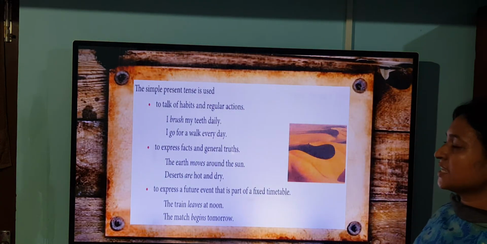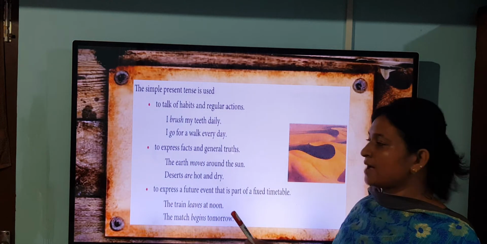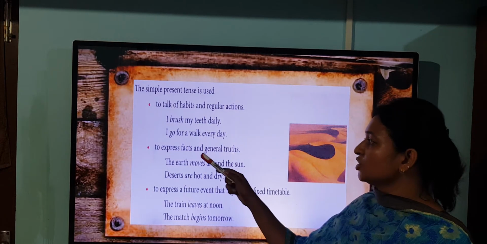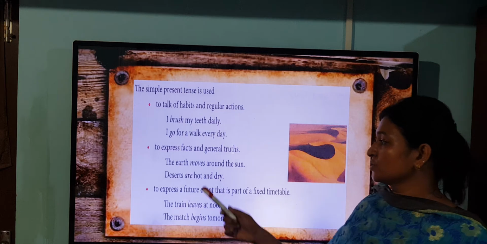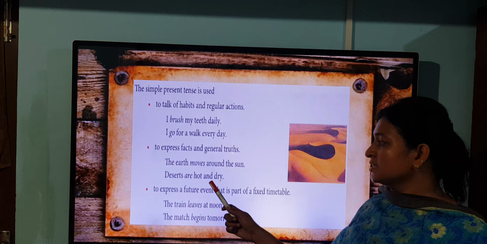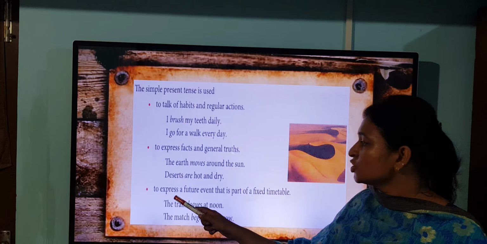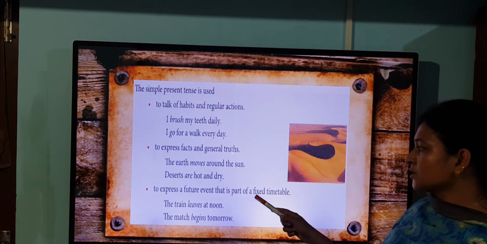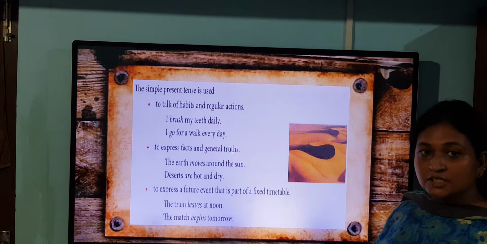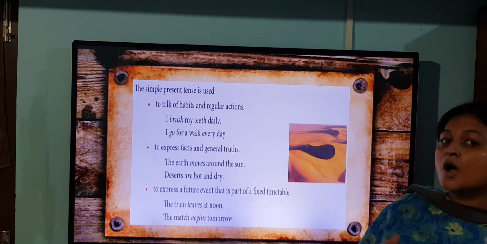The simple present tense is used to talk of habits and regular actions. Okay, your regular habits. I brush my teeth daily. I go for a walk every day. To express facts and general truths. The earth moves around the sun. It's a fact. Deserts are hot and dry. So in all such cases we will be using simple present tense. To express a future event that is part of a fixed timetable. The train leaves at noon, the match begins tomorrow. In such cases, we have to use simple present tense, that is S or no S.